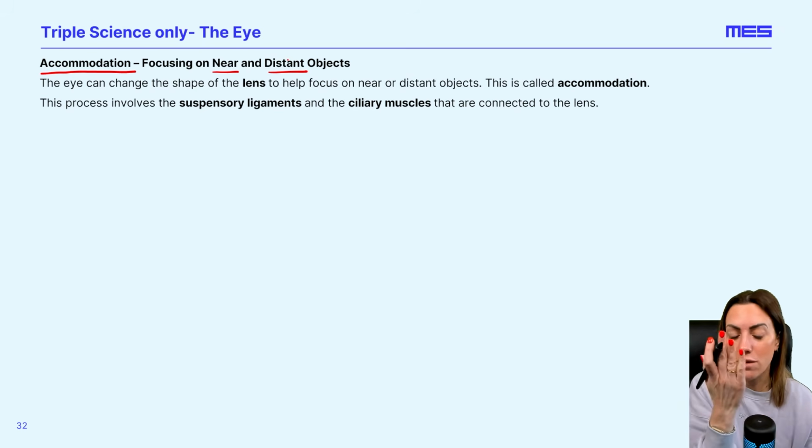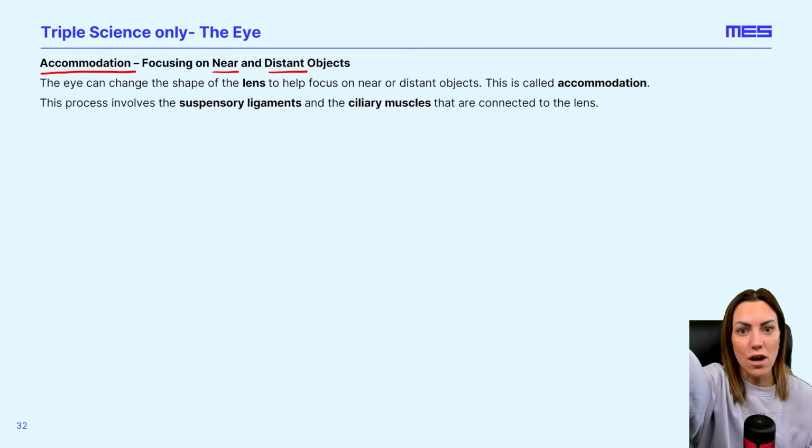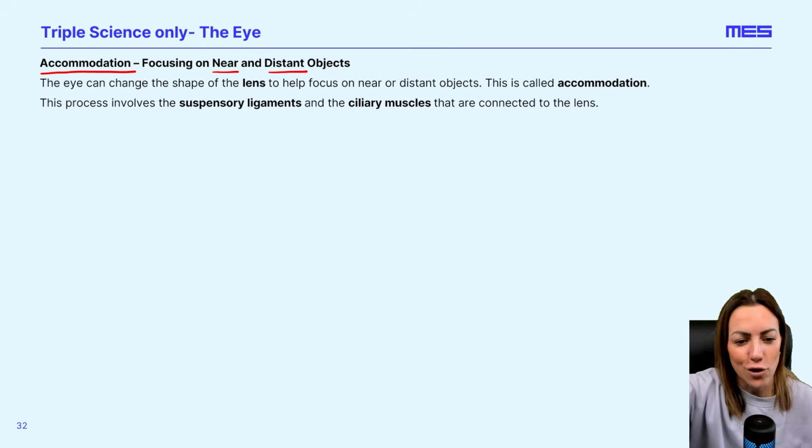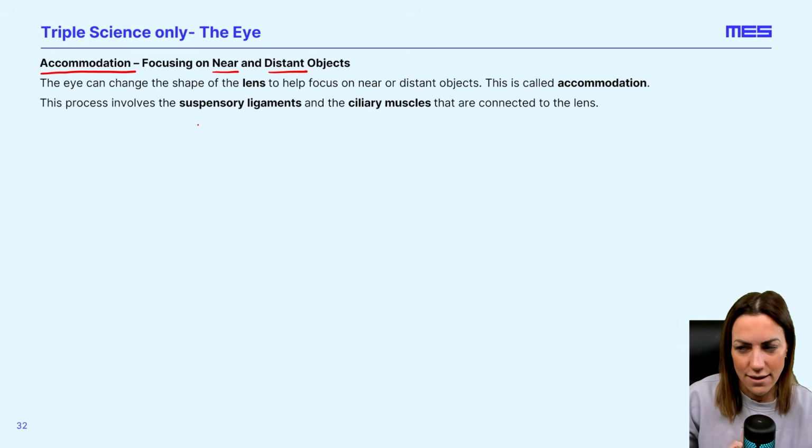So focusing on something like your phone or a book that is very close versus focusing on something very far away, like you're looking into the distance at a tree or some scenery, or maybe your telly is really far away. So this is called accommodation. It's focusing on near versus distant objects. Now, this does not involve the iris, but it does involve some other muscles. So let's talk about it.